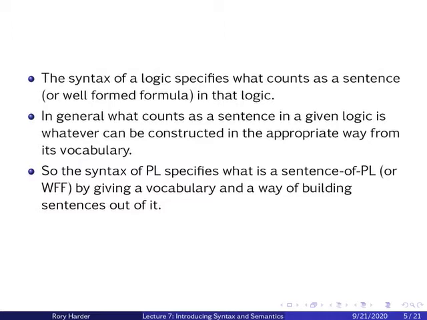So the syntax of propositional logic specifies what is a sentence of PL, or again, a WFF or well-formed formula, by giving a vocabulary and a way of building sentences out of it. So specifying a syntax for our logic involves giving a vocabulary and a way of building sentences out of that vocabulary. And that's exactly what we'll see right now.